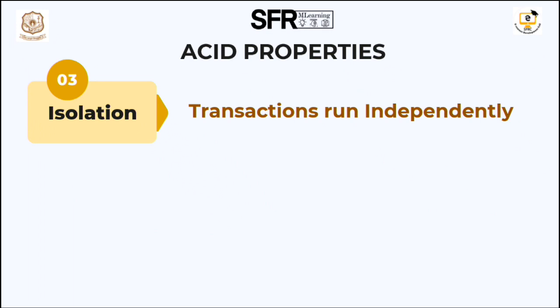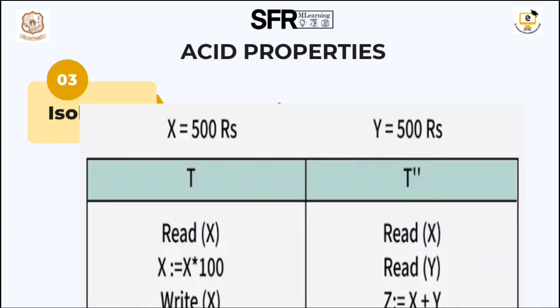What is a dirty read? Reading uncommitted data. Then a non-repeatable read, where the data changes between two reads. The last one is phantom reads, that is, new rows appear during a transaction. Let's go with an example.